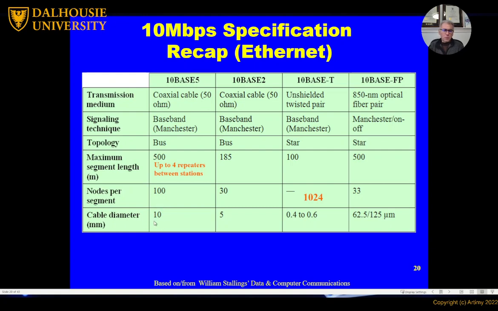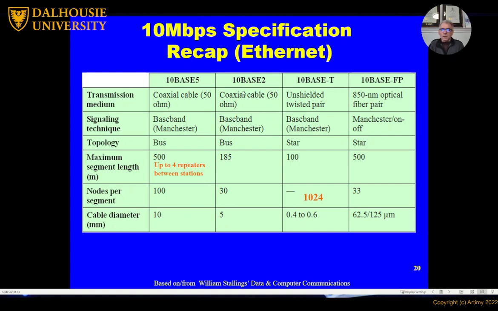So that's why it was called thick cable, because it was heavy, and imagine 500 meters of a cable that is 1 centimeter thick. So handling this cable sometimes needs a forklift.